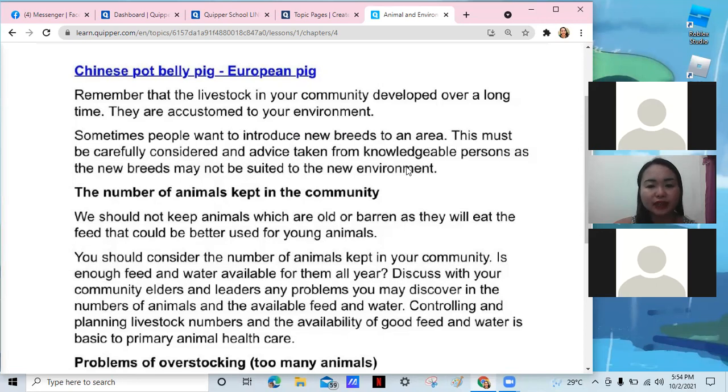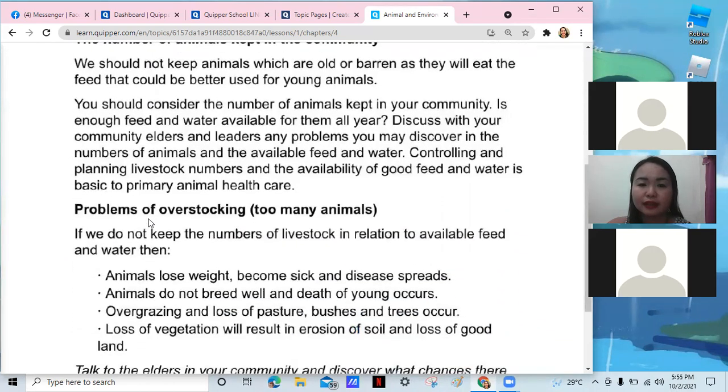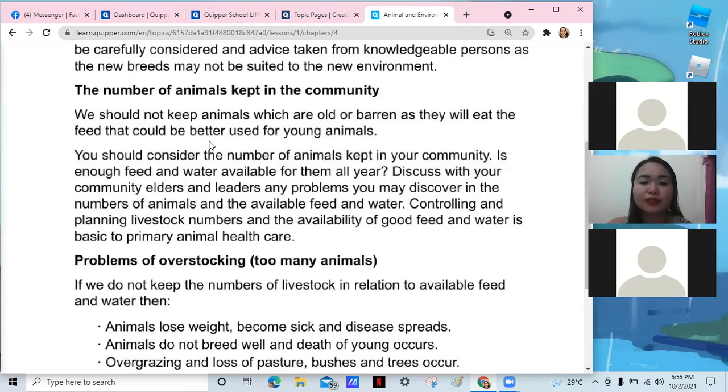Introduction of new breeds to an area should be from a knowledgeable person or source. Kasi baka we should study it well, kasi baka we are just wasting time, money, and effort, kasi there are also breeds that are not really suitable in a particular environment. So what now is the number of animals kept in the community? So long that it will not exhaust the natural resources, no? And so there is an ideal limit on that.